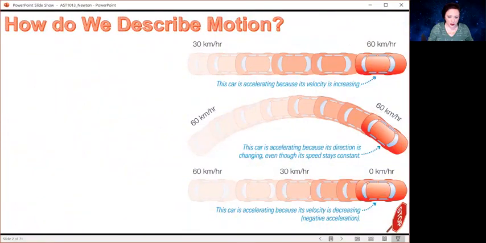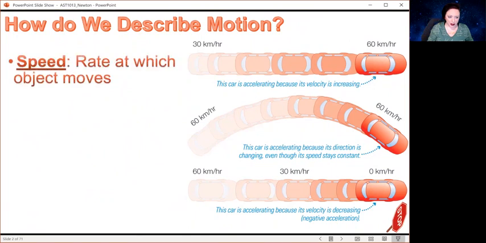There are certain terms that you're already familiar with, but I want to make sure we're all on the same page about what these words mean. So we have speed. That is the rate at which an object moves. It's how much ground it covers in a certain time.